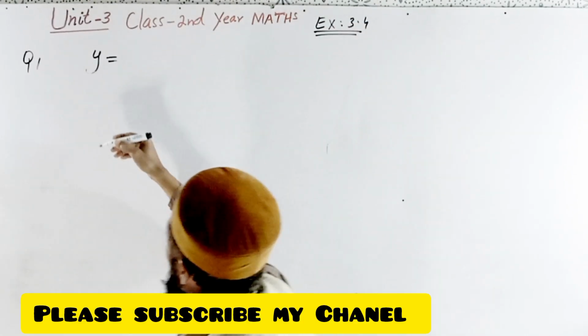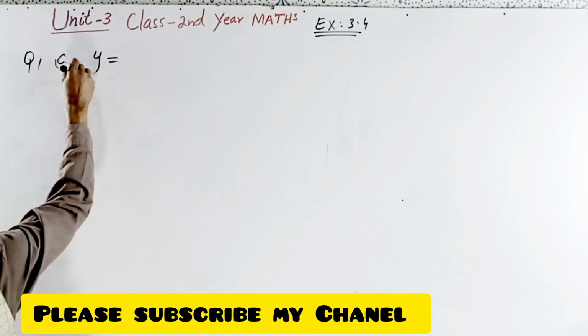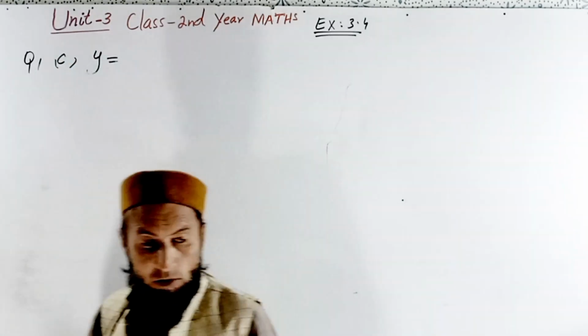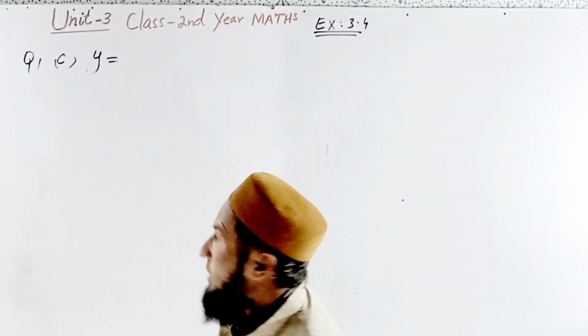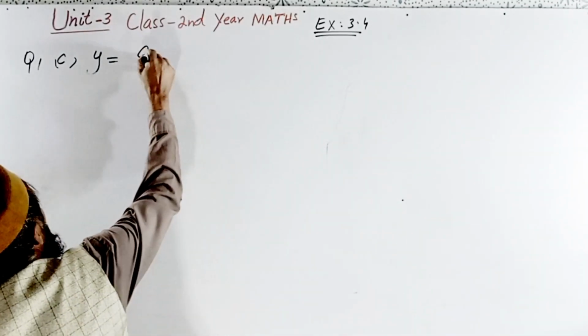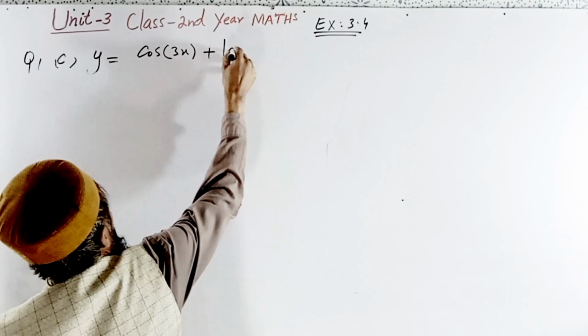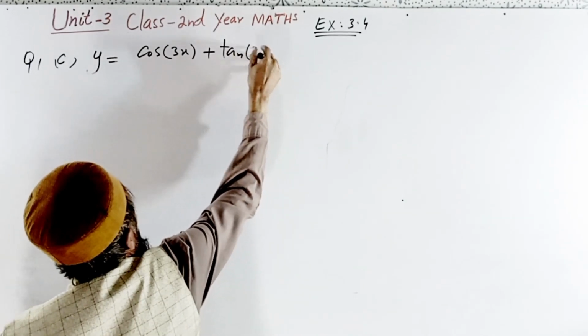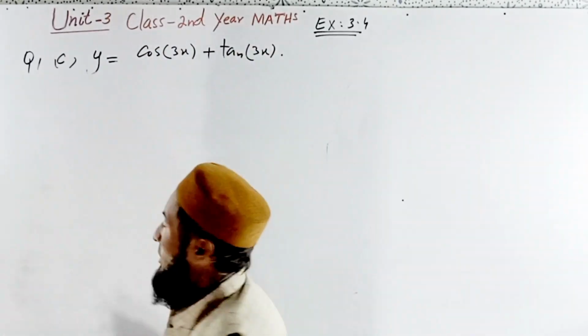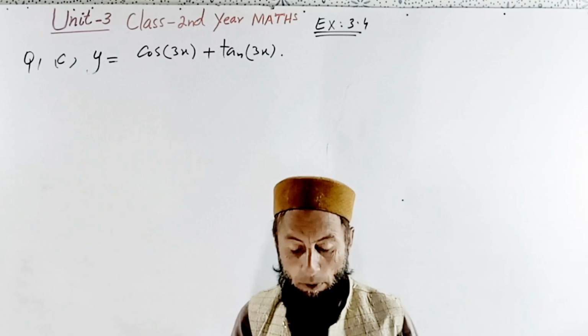Question number 1, part C. y is equal to cos 3x plus tangent 3x. We are differentiating with respect to x using the first principle.